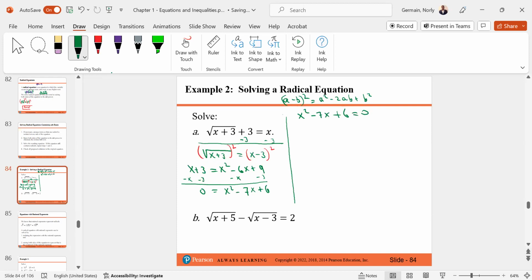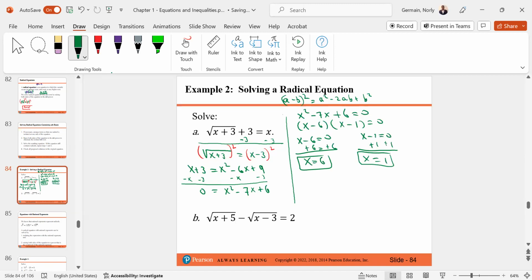We would say two numbers that when you multiply give you positive 6, and when you add give you negative 7, is x minus 6 and x minus 1. Negative 6 times negative 1 gives us positive 6. Negative 6 plus negative 1 gives you negative 7. Now, let's solve. We're going to have x minus 6 equal to 0. We add 6 to both sides. x equals 6. That's the first answer. x minus 1 equal to 0. We add 1 to both sides. x equals 1, the second answer.